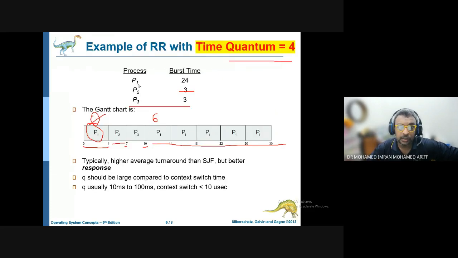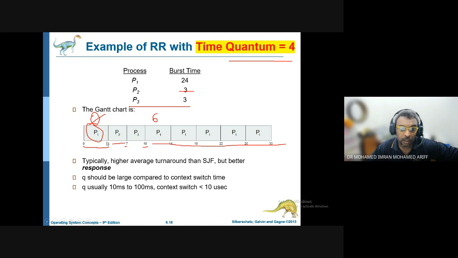Okay, so let's look at this example. Example with round robin with time quantum 4, meaning each process is given only 4. P1, P2, P3 arrive at the same time. P1 is 24, P2 is 3, and P3 is 3. What does burst time mean? The processing time. So P1 arrives at time 0, and it enters.